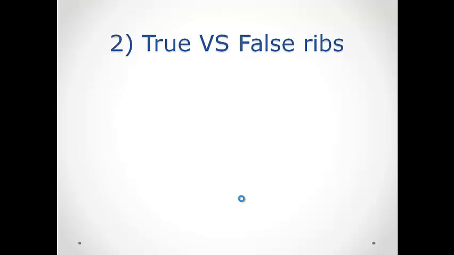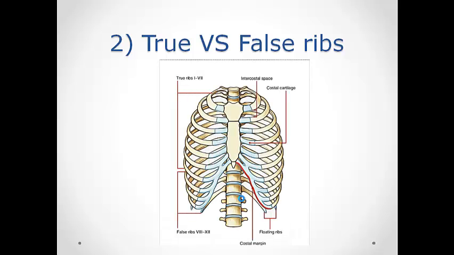The other classification of ribs is what we call true and false ribs. Now, this classification depends on the anterior attachment of the rib. Now, when we look at the orientation or how the thoracic cage is arranged, you'll notice that some ribs attach to their costal cartilage, and then the costal cartilage directly attaches to the sternum, and this applies to the first 7 ribs.